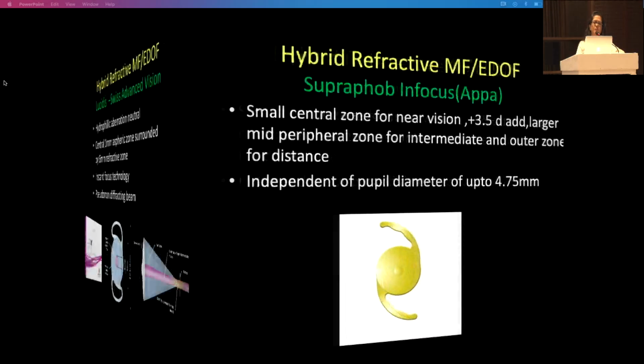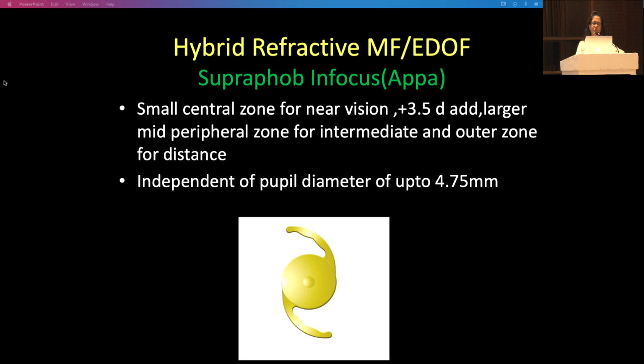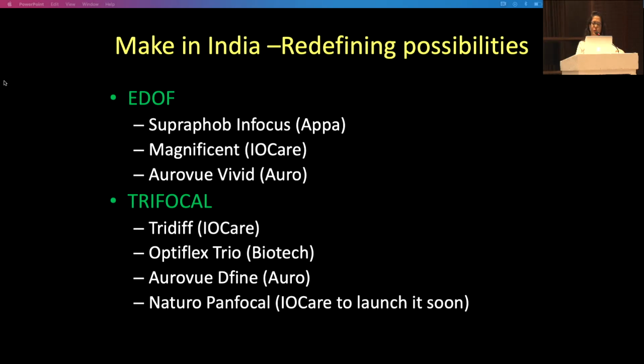And another lens, not to leave behind our Indian companies, is the Supraphob Infocus by Appasamy. It has a small central zone for near vision, a plus 3.5 mid-peripheral zone, and an intermediate zone. It claims to be less dependent on the pupil. A lot of people till now were confident about only the imported lenses, but recently the Indian market has become very hot, and in peripheral centers or for patients who cannot afford that kind of cost bracket, these are good lenses.